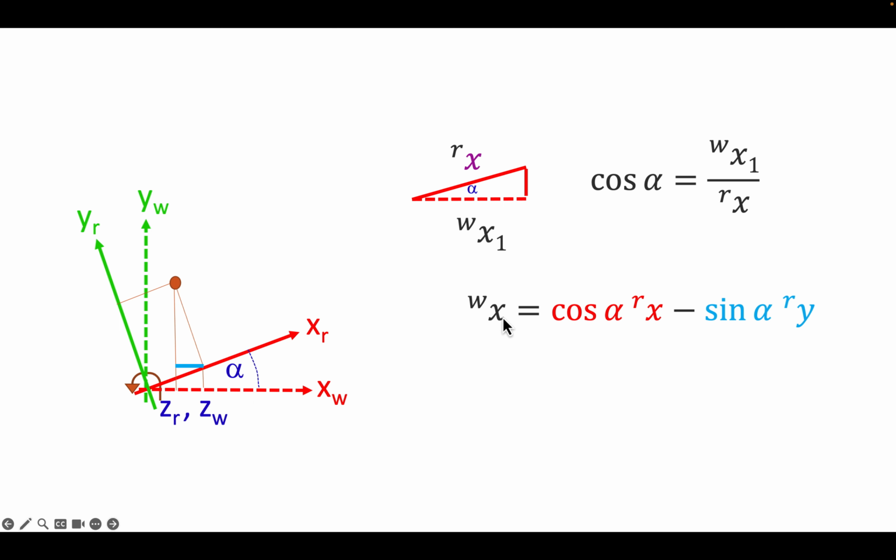In order to compute xw, I need to subtract the blue part, which I can again do by looking at this triangle, which again has an angle alpha here, and it has the hypotenuse being the YR component of the robot. So now I have the full equation. It's cosine of alpha times the x component in robot coordinate system minus sine alpha times the y component in robot coordinate system. I already told you I'm looking for some kind of matrix to compute x, y, and z. So this looks like this.